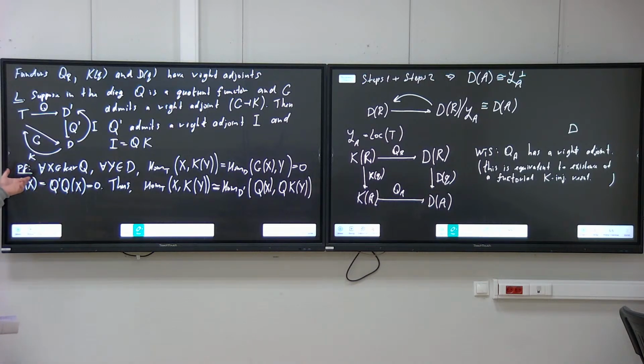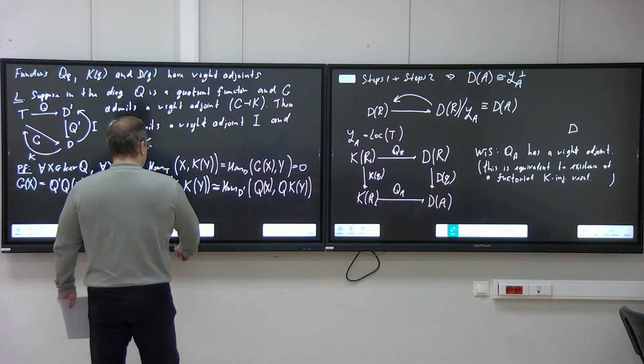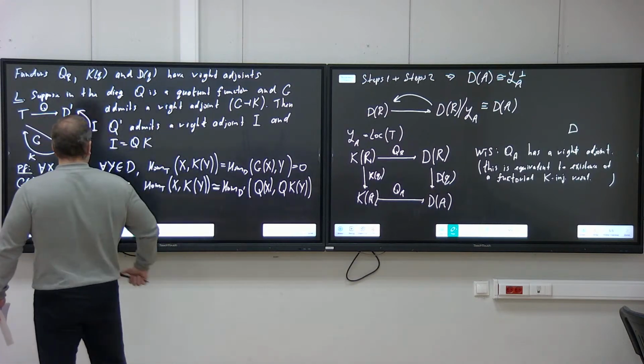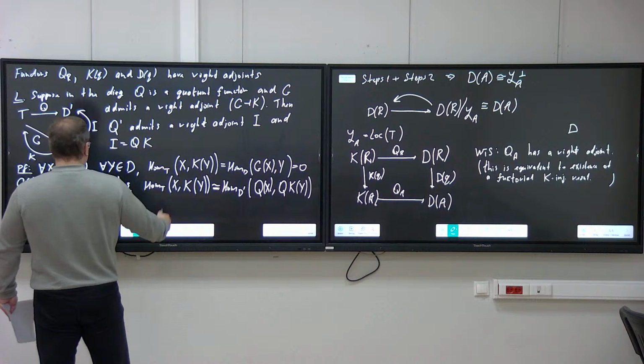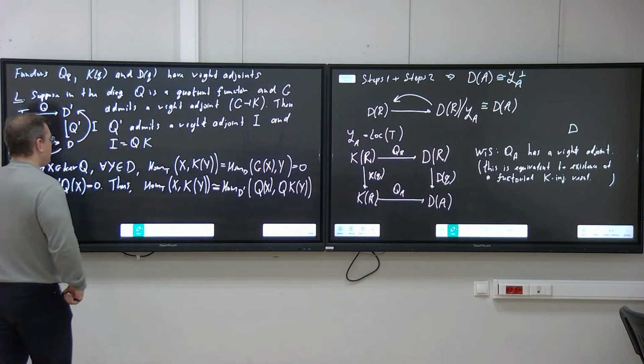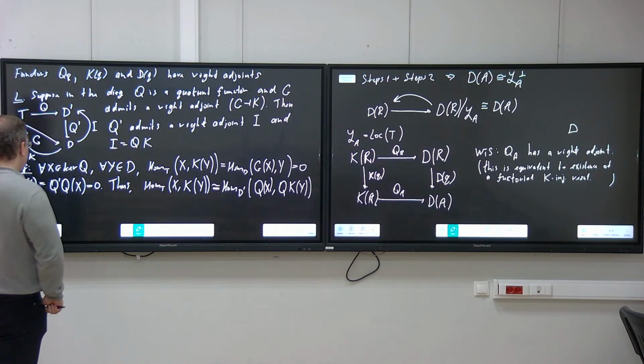where you have two objects, but I claim that this is what happens here, right? So this is functor q, the whole functor. Now the second argument of the home in this case is the k of y, right?